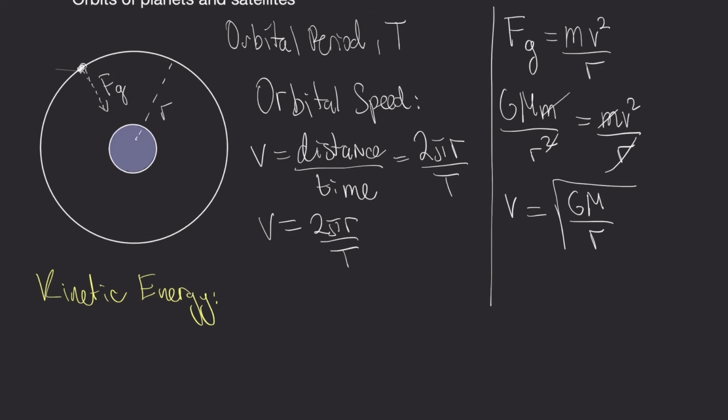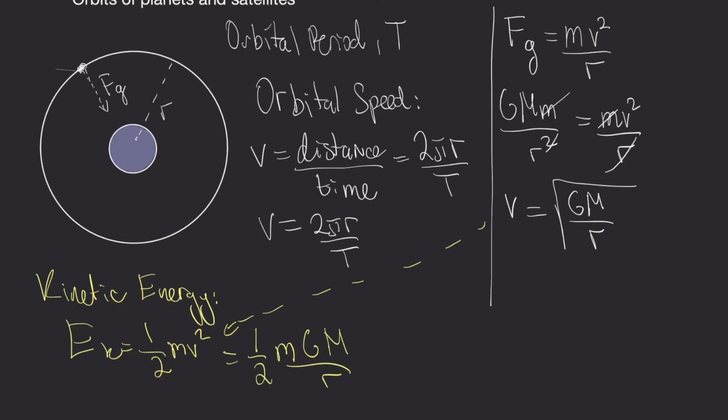And this is just equal to, of course, a half mv squared. Now, I suppose we could substitute either of those expressions for v to get two separate expressions for the kinetic energy. What typically comes up either in a multiple choice question or in a show question is using this expression. So this is equal to a half m times this expression squared, which is just going to give me GM over r. And this is one way to express the kinetic energy of an orbiting satellite.